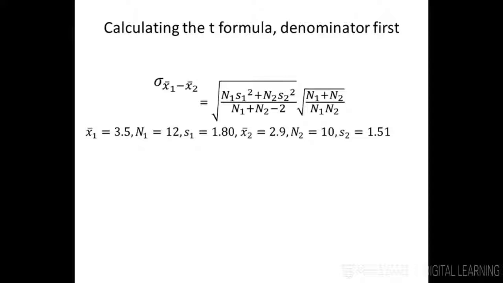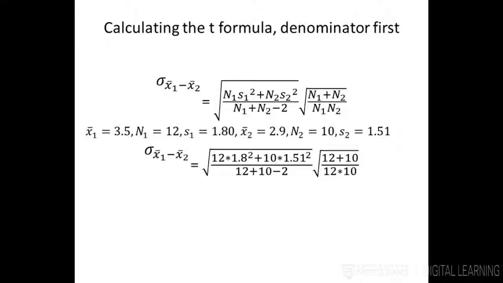We'll start with the first group. The n is 12, and the standard deviation is 1.8. Then we add that to the n of the second group, which is 10, multiplied by 1.51 squared. Divide by the n's minus 2, and then plug the n's into the second part. So we have 12 times 1.8 squared. A quick reminder: you have to square the number first and then multiply it by 12. That's just how this goes. Then do the same thing on the other side of the addition sign, and add those two together. Let's do the math out and see what our answer comes out to.